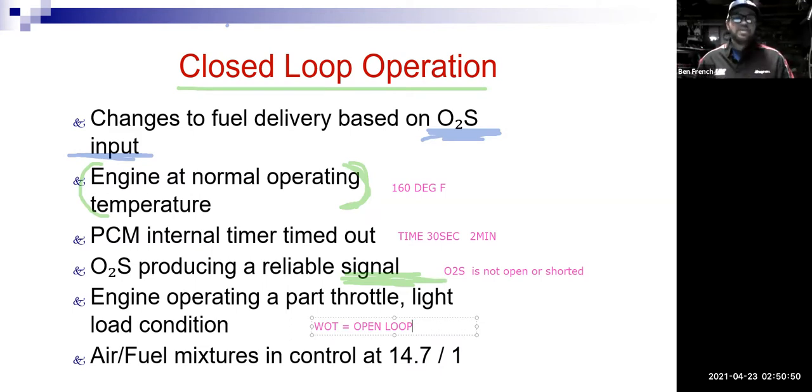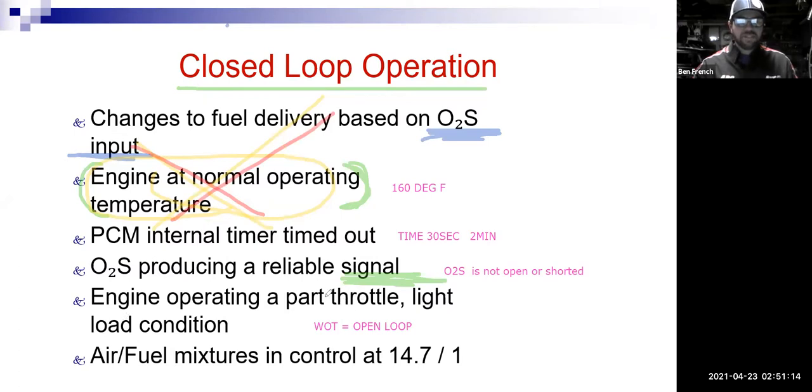Now, that's a really important thing, guys, because what we have here is we've just established two sensors that can keep us out of closed loop, right? Our coolant temperature sensor, if it is mixed up, will prevent us from getting into closed loop. Also, our throttle position sensor, if it is signaling that we are at wide open throttle, or usually somewhere closer to three-quarters throttle or more, it's going to go open loop and it's not going to listen to the O2 sensor. So in either one of those conditions, I'm going to go back to open loop operation.